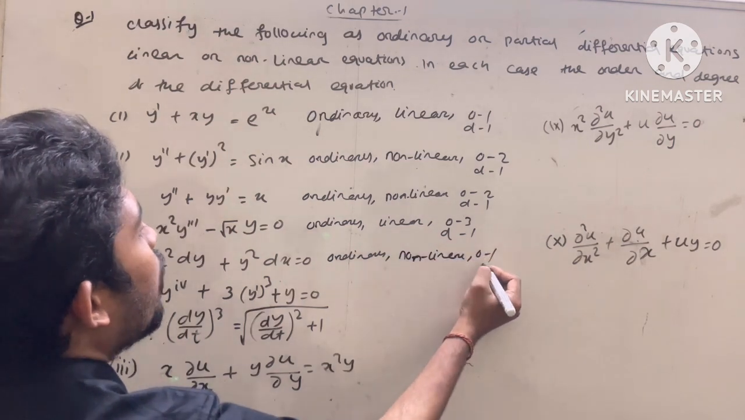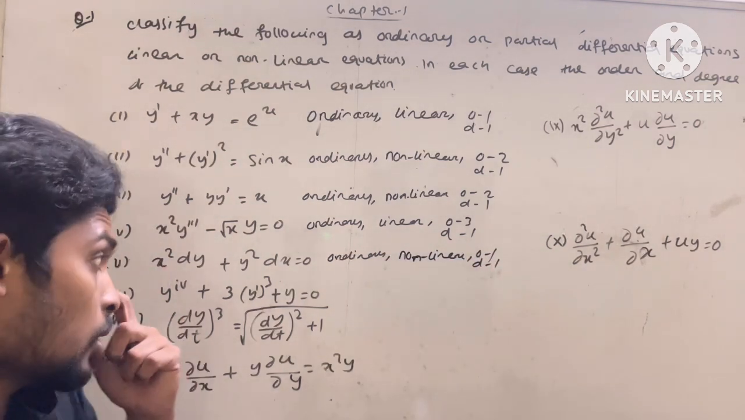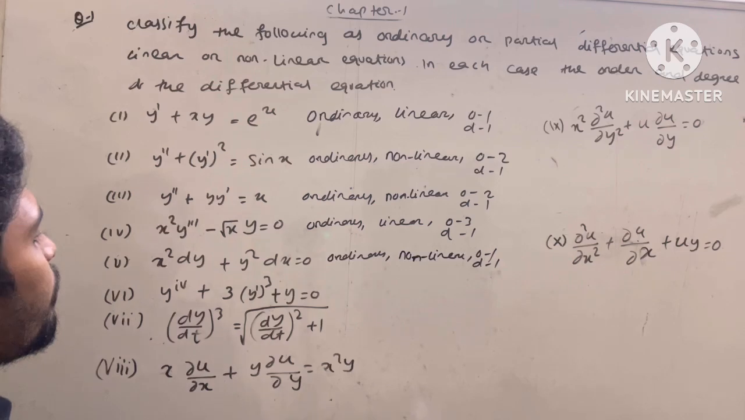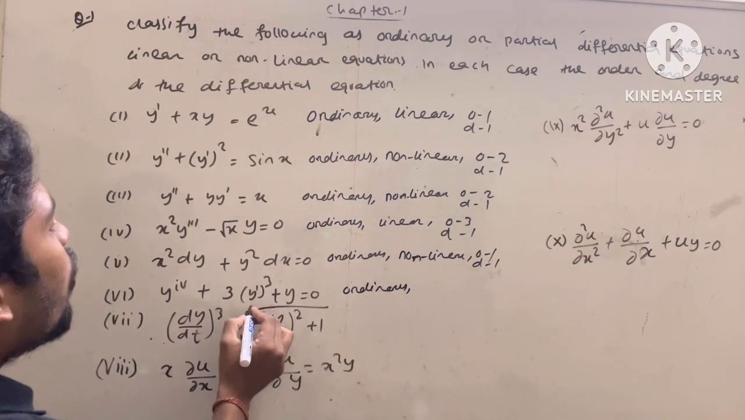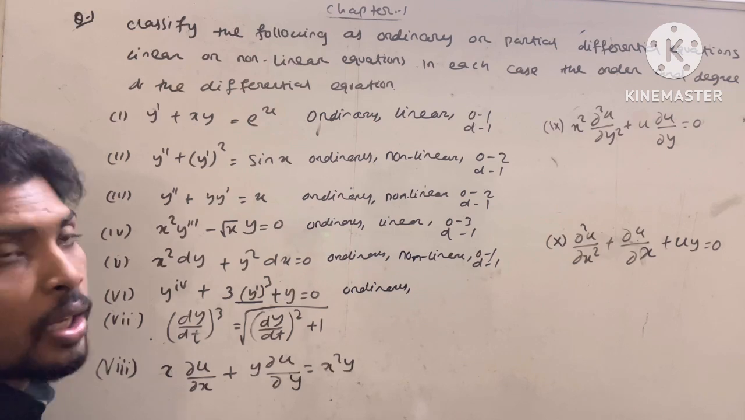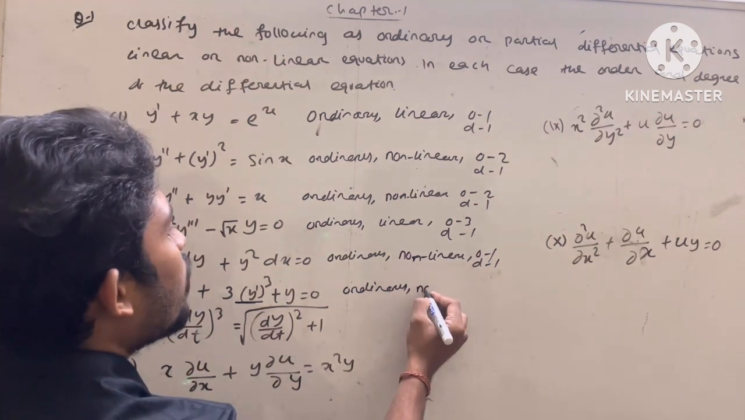And order is 1, degree is 1, no doubt. Next, this one, it's ordinary, no doubt. It is non-linear because of that one, y dash has exponent 3, so it is non-linear.